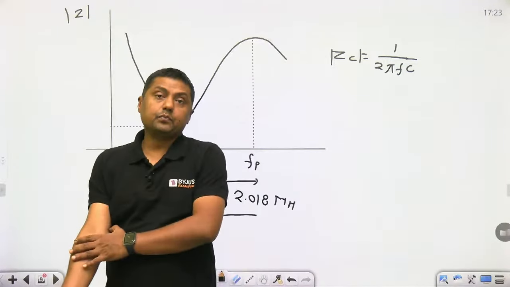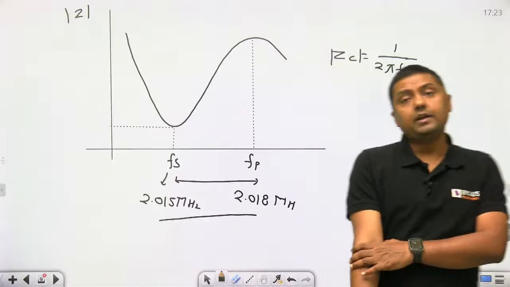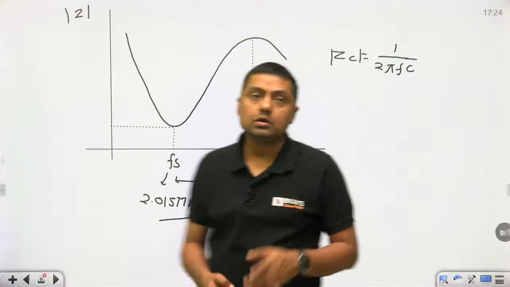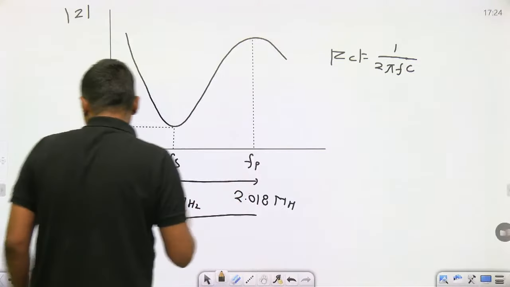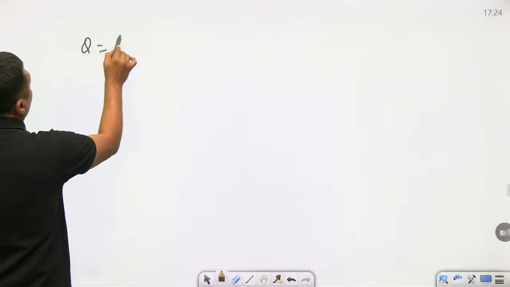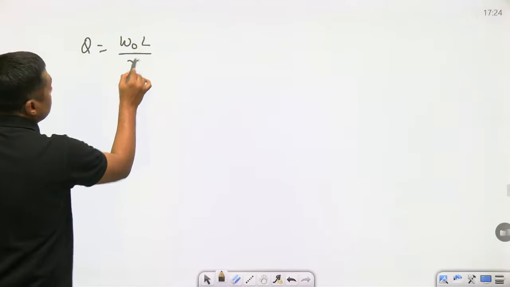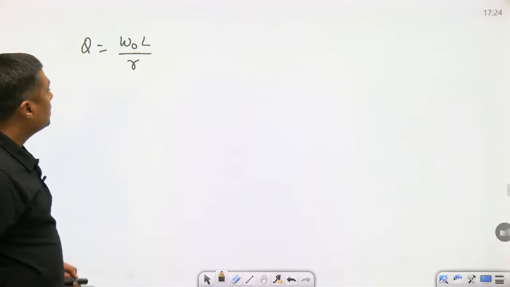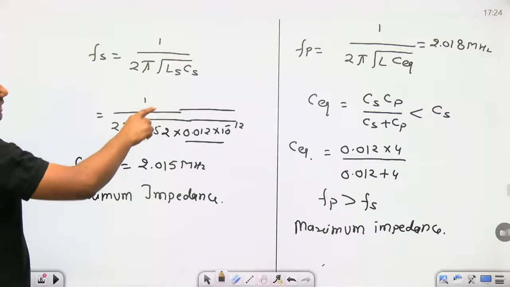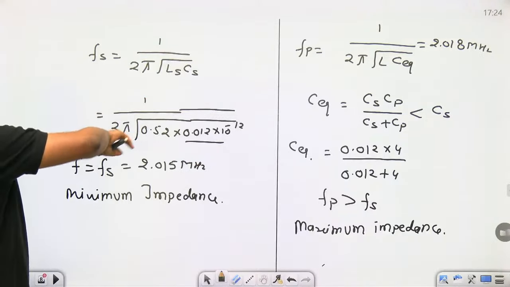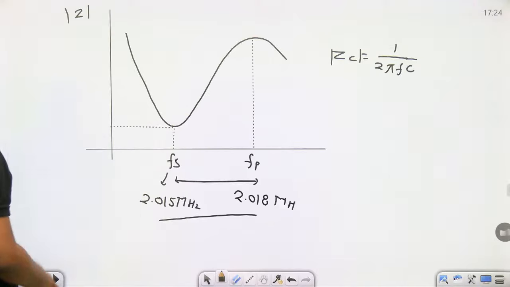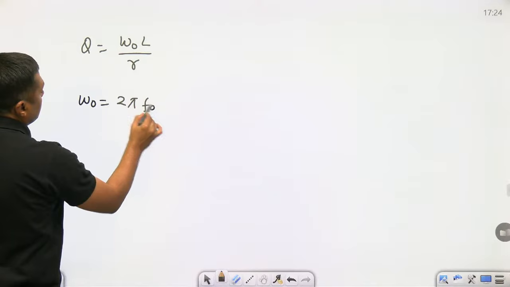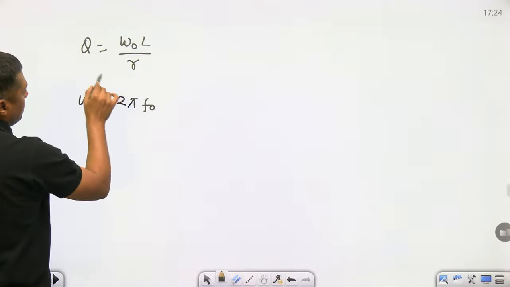And you can find the series resonance frequency. We have already found the series resonance frequency, and from there you can find the quality factor. Use this formula, omega naught L by R. So omega naught you can find, since FS is given for the series resonance circuit. From this you can find omega naught. Then L is given, R is given, so you can find the quality factor.